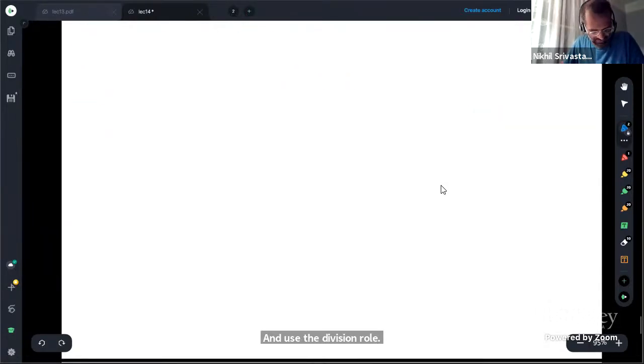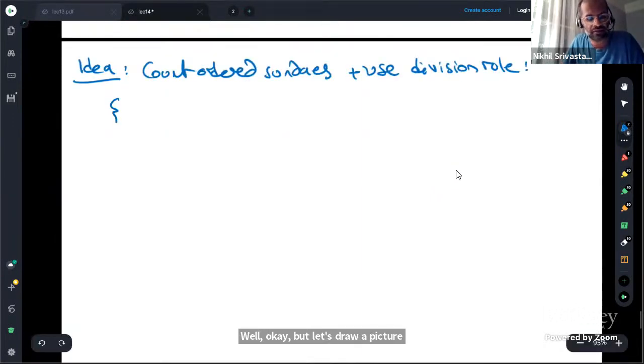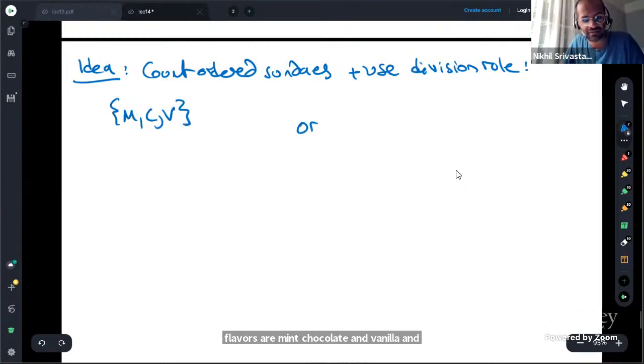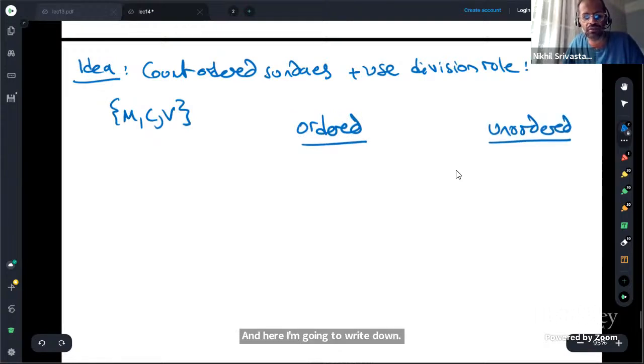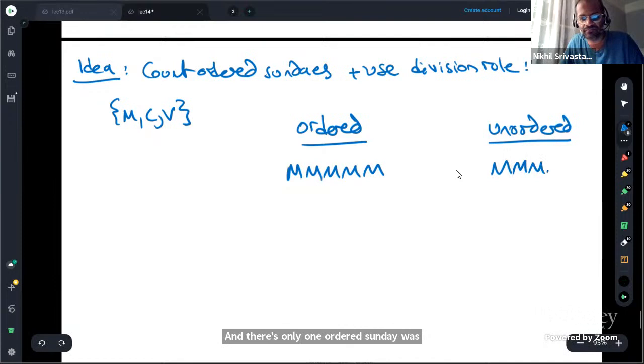Well, okay. Let's draw a picture. So our flavors are mint, chocolate, and vanilla. And here I'm going to write down ordered sundaes, and here I'm going to have unordered sundaes. So if I have all mint, then I have M, M, M, M, M. And there's only one ordered sundae with all mint, and there's only one unordered sundae.